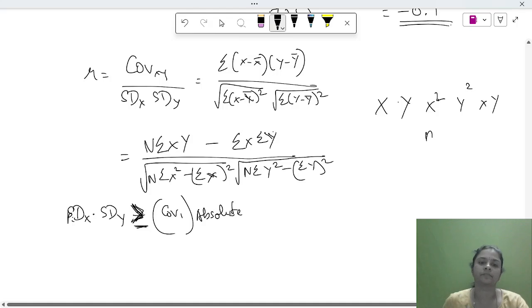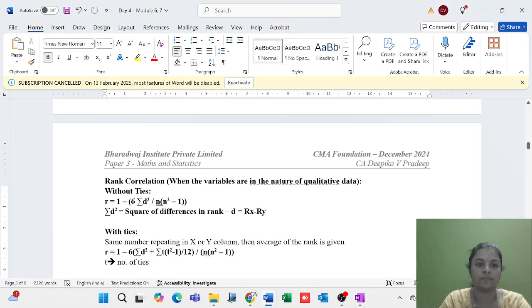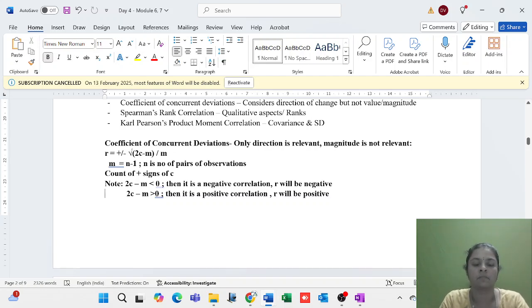Got it? Ma'am, yes, ma'am. Concurrent deviation is 2c minus m, greater than 0, lesser than 0, positive and negative one, we have put the formula. Just show us that alone, ma'am. Okay. It's here. Okay, ma'am. Okay.